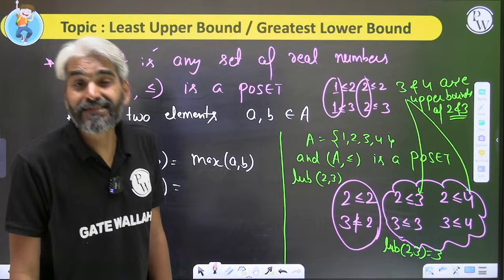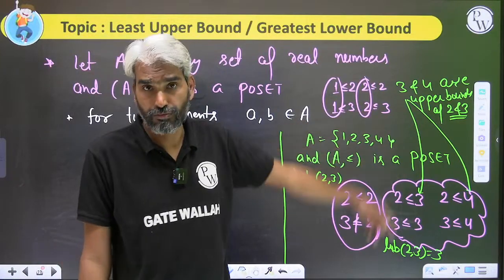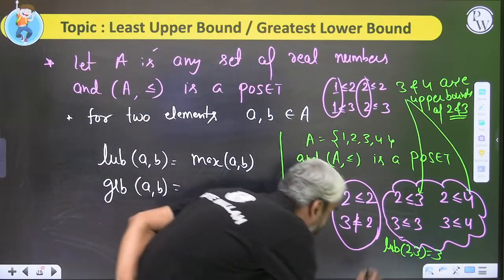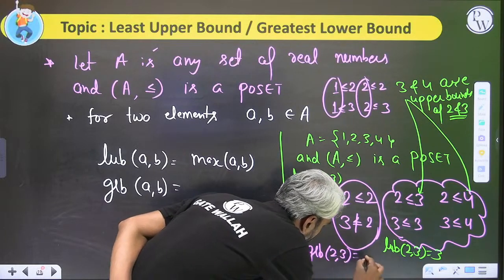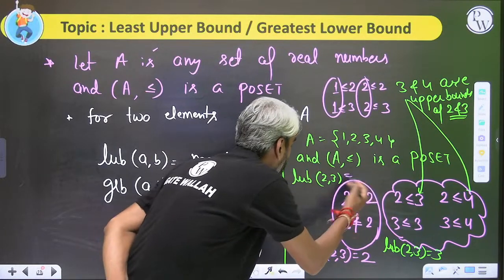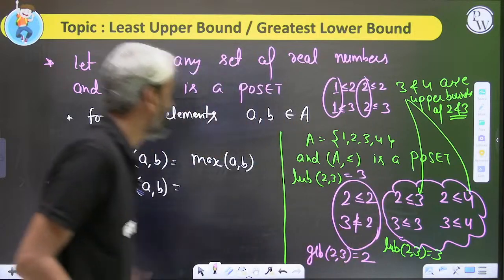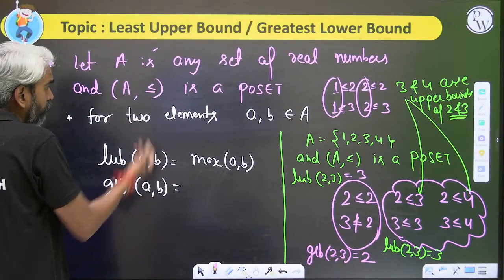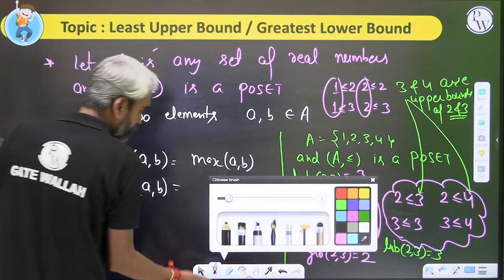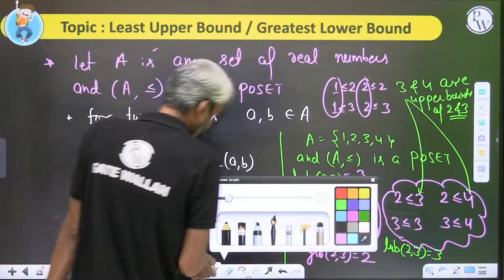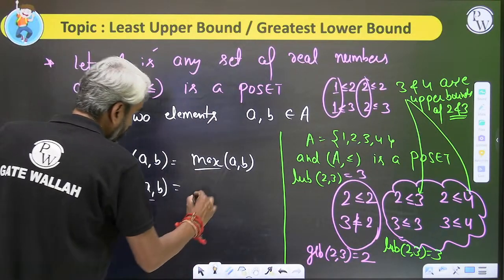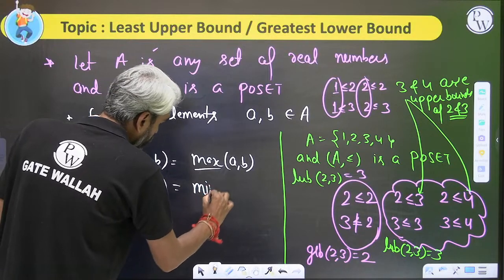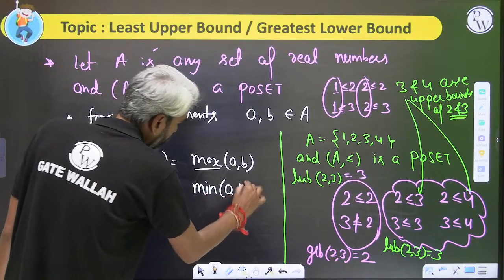But the greatest among these two is 2. So if we look at the greatest lower bound of 2 and 3, then this will be 2. If we look at the least upper bound of 2 and 3, then it will be 3. So you simply realize that the least upper bound for any two elements A and B with respect to less than equals to will be the maximum of A and B, and the greatest lower bound for two elements A and B with respect to less than equals to will be the minimum of A and B.